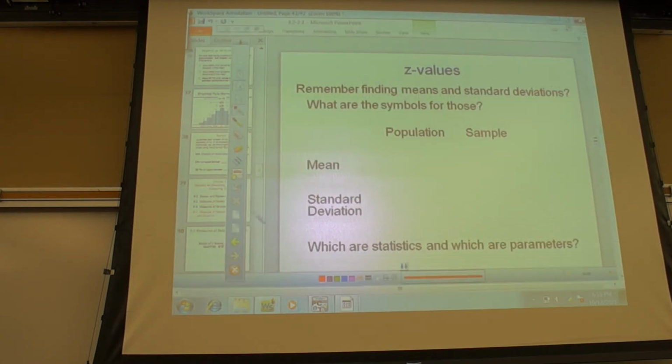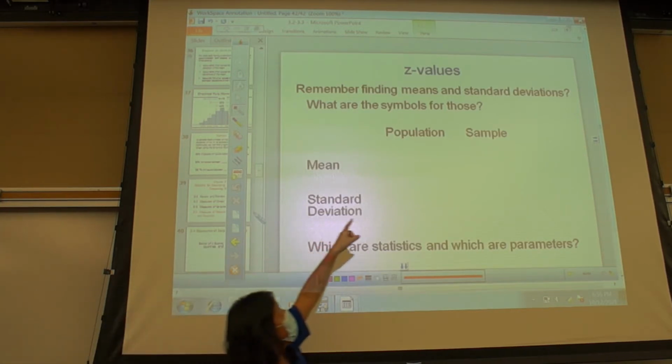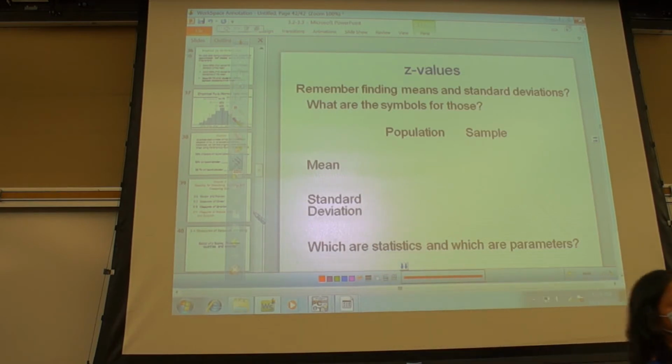So first off, what about z-values? Do you guys remember these symbols? The population mean, population standard deviation, sample mean, sample standard deviation. Give me one of those symbols. Which mean? Sample mean or population mean? Sample mean, x bar. What's another one? Mu is the population mean. Someone give me another one. S is the sample standard deviation. Great. And what's the population standard deviation? Sigma. The little circle with the tail. Good.